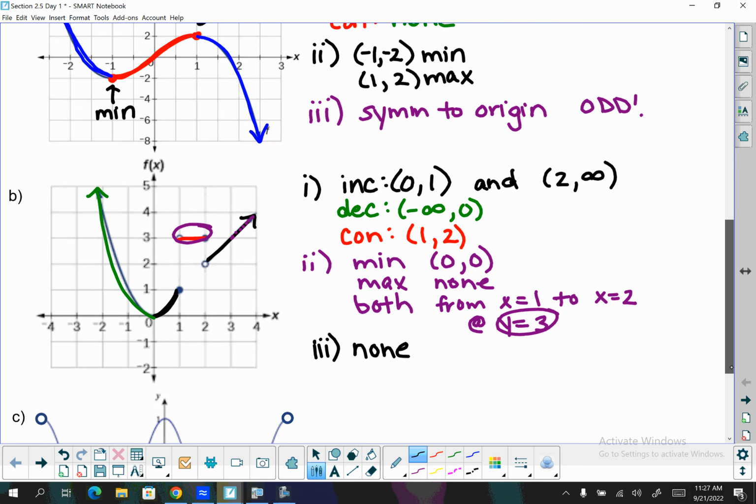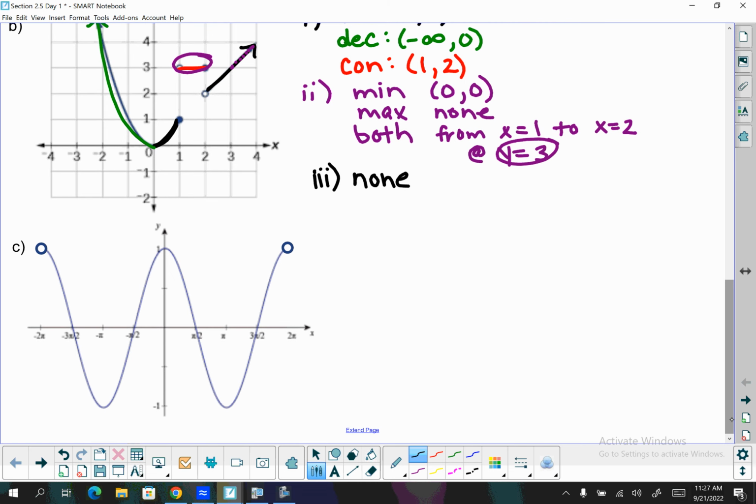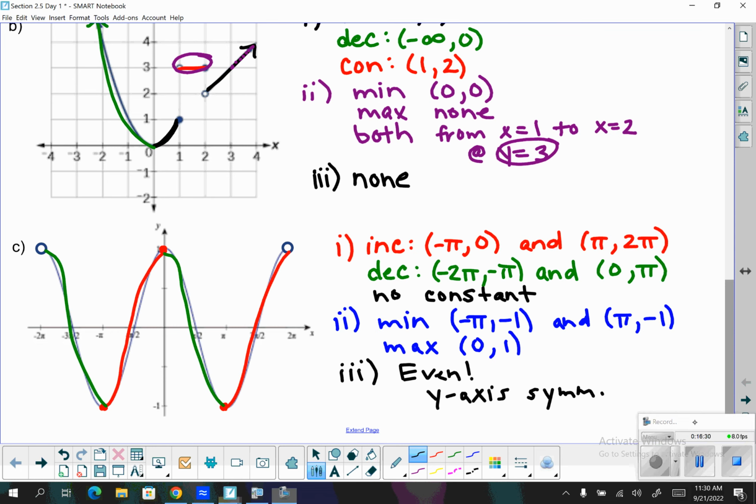Okay. All right. See if you guys can do this one. Okay. You're going to have to use the pies on the bottom there. Okay, so I have increasing from negative pi to 0 in red there, and then again from pi to 2 pi. Decreasing from negative 2 pi to negative 1 pi, and 0 to pi.